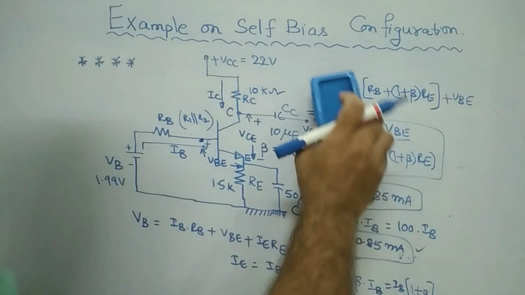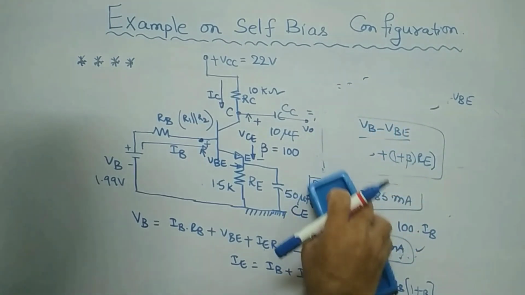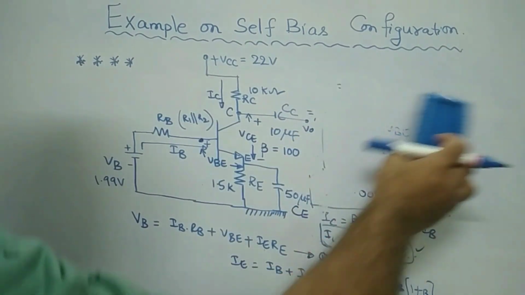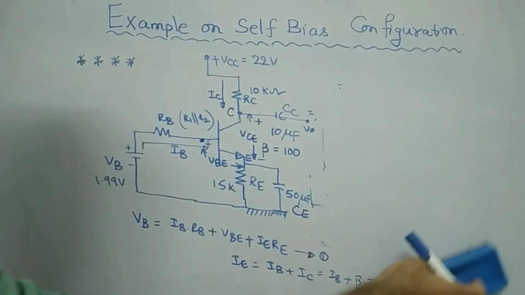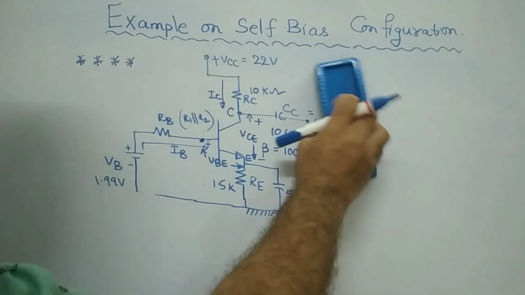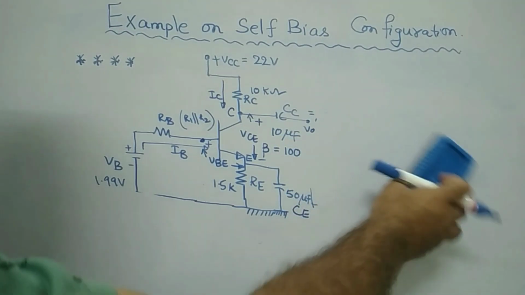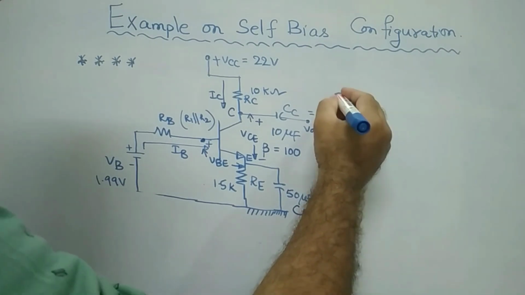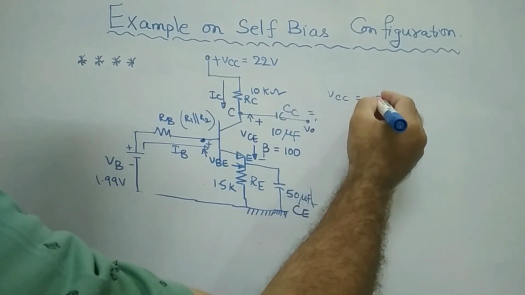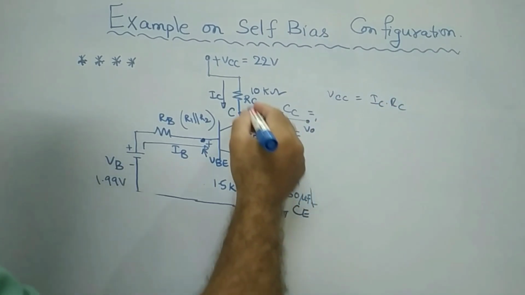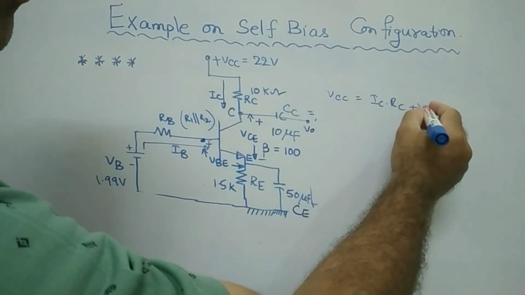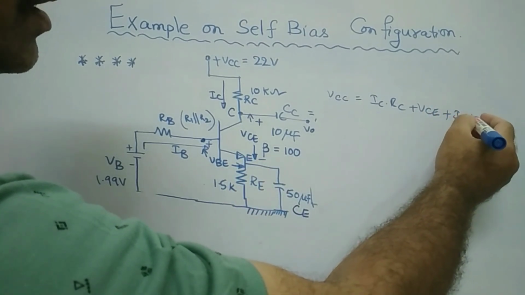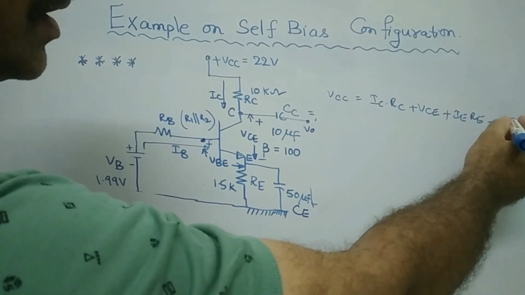And similarly, now coming for VCE, what is your VCE? For VCE, write the KVL expression for the output loop. The output loop is simply this one only, plus VCC. Therefore, VCC is equal to IC into RC plus VCE plus same IE into RE. So IE into RE will be common for both the input loop as well as the output loop.